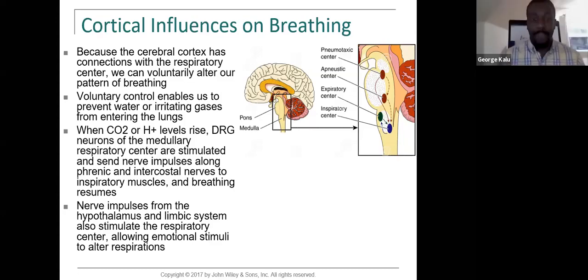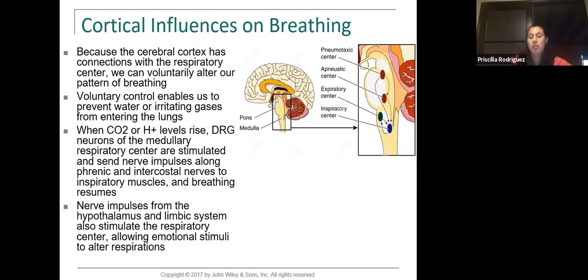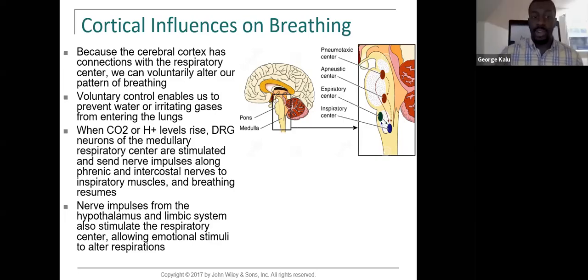Okay, now here's the thing about voluntarily controlling our breathing. There's only a certain amount of time we're able to voluntarily hold our breath. Okay, so if you've ever competed with a friend or a sibling to see who can hold their breath underwater the longest, you go down under the water, you hold your breath, but there's a certain point where you're forced upward to take a breath. The reason for that is there's a particular set of neurons inside the medullary respiratory center called the DRG neurons. Don't worry about what they are, but they essentially monitor your carbon dioxide levels.